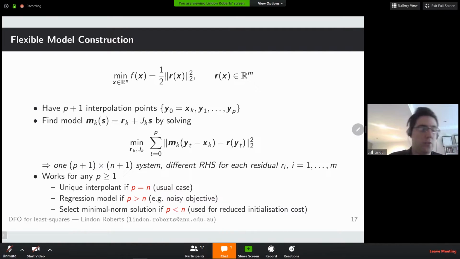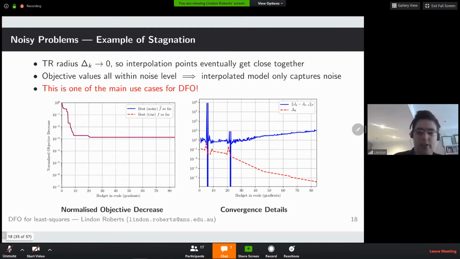If we have fewer than n+1 interpolation points, then we can either build a linear least squares problem, which gives us a regression model, which can be useful if you've got noise in your evaluations, because linear regression is going to be a bit better than linear interpolation when you have inaccuracies. Or, for reduced initialization cost, if you don't have enough points, then we'll select the minimal norm solution with some modifications. But what I'll very quickly mention is to look at noisy problems.